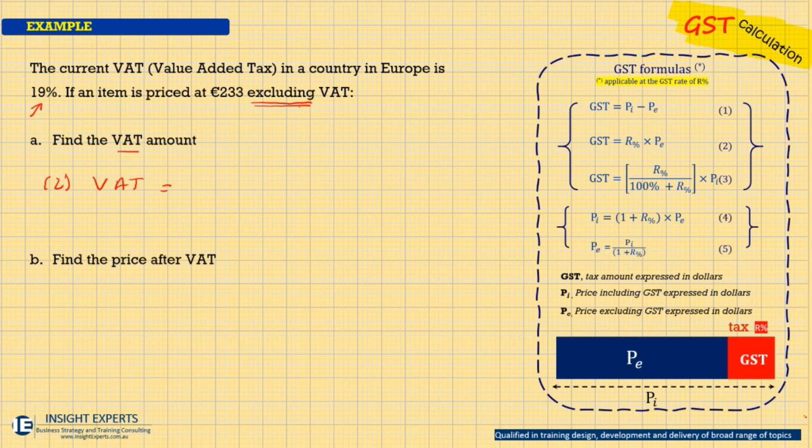Formula number 2 states that the GST, or VAT amount, is equal to the tax rate itself multiplied by the price excluding VAT. So in our case, that is the price excluding VAT. If you do the calculation, we end up with 19% multiplied by 233, and the VAT amount is equal to 44.72.